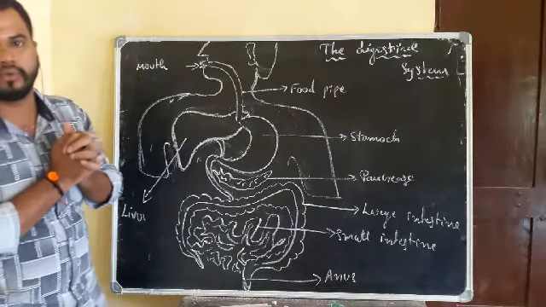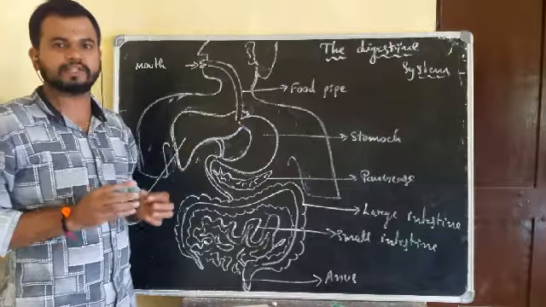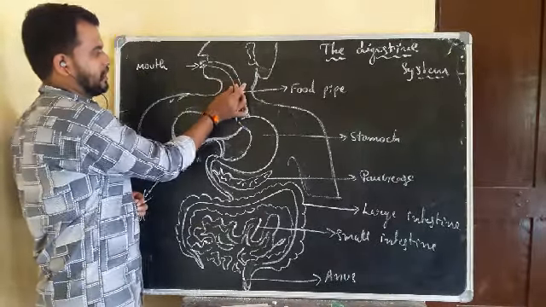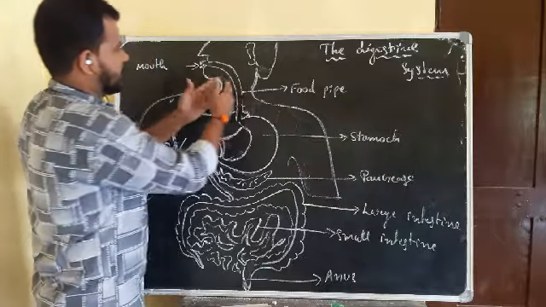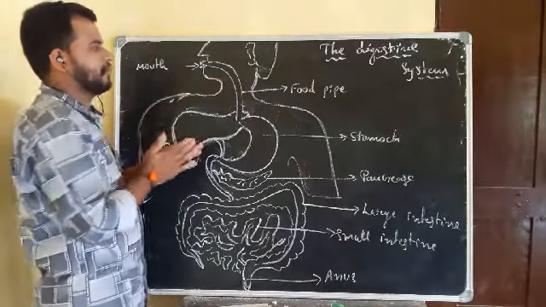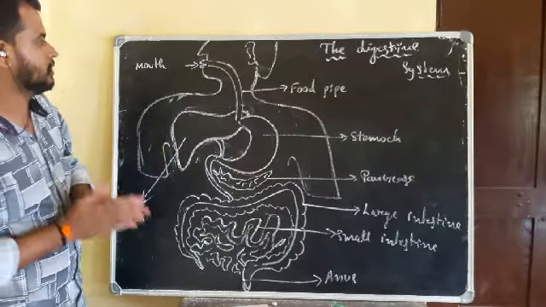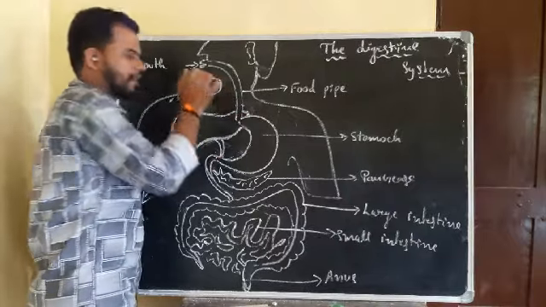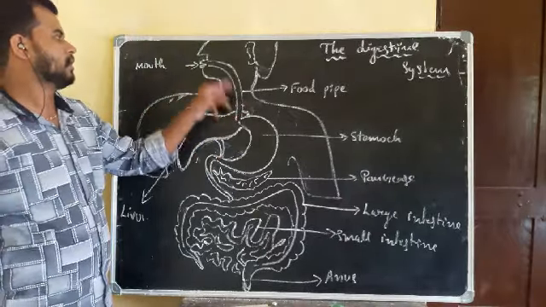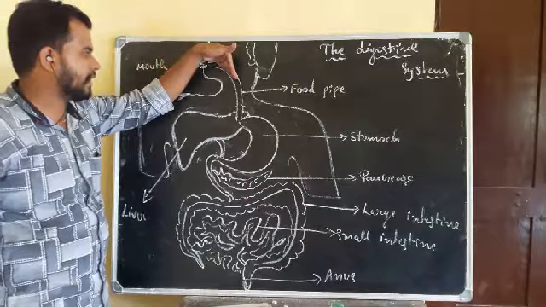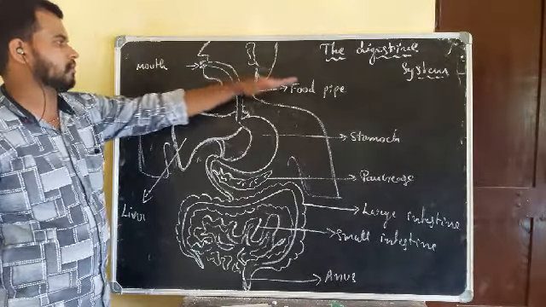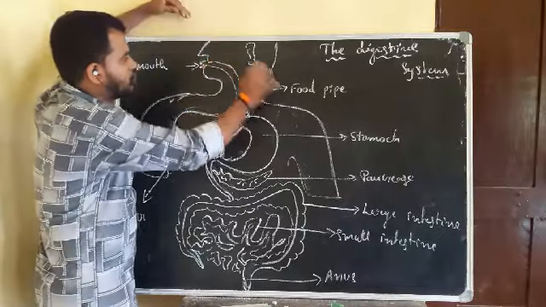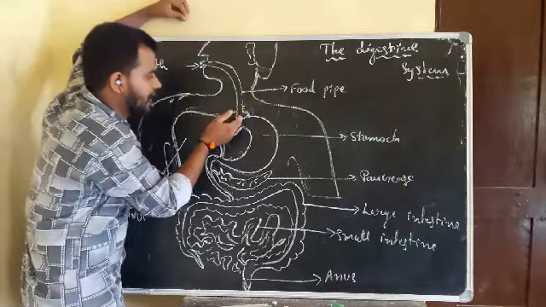The peristalsis process takes place here. Peristalsis means what? Contraction and expansion. Contraction and expansion take place in the food pipe. That is called peristalsis. This food pipe connects the mouth to the stomach. What is the function of the food pipe? It pushes the food down and delivers it to the stomach.